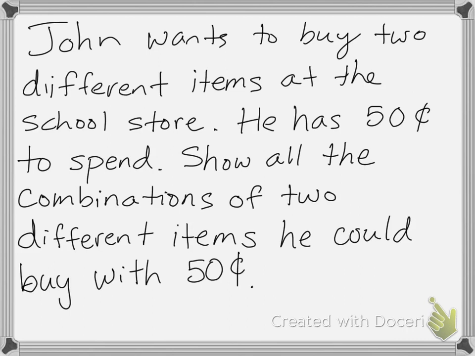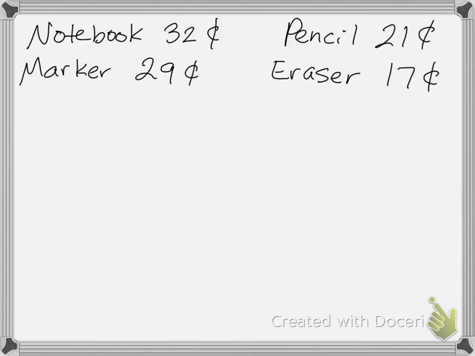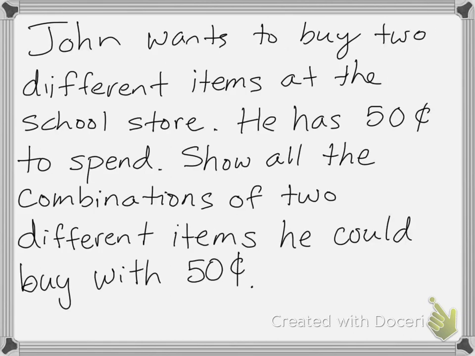Okay, so the second part of this assignment is working with problem solving. Let's say that John wants to buy 2 different items at the school store. He has 50 cents to spend. We want to show all the combinations of the 2 different items he could buy with 50 cents. A notebook costs 32 cents, a pencil is 21 cents, a marker is 29 cents, an eraser is 17 cents. And we need to know what different combinations of 2 different items he can get.